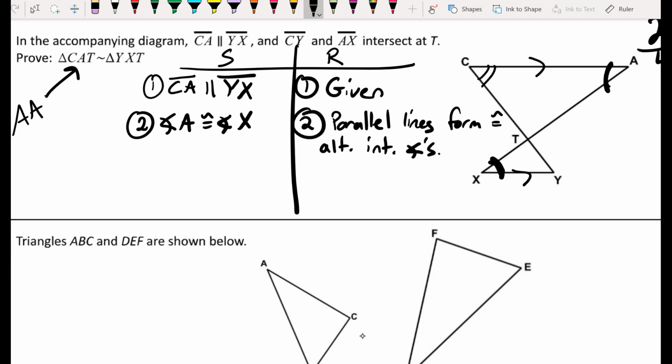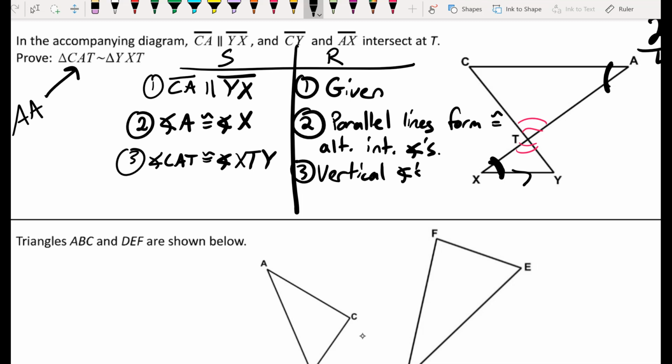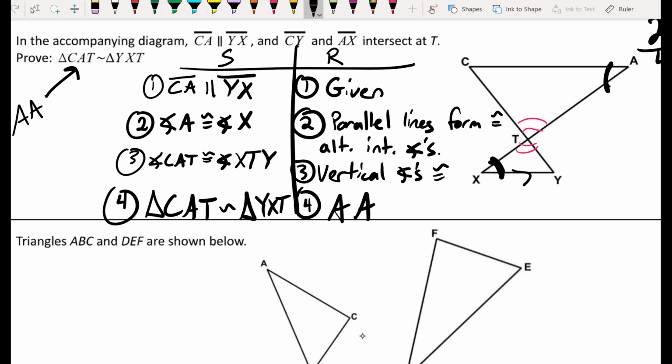You might also notice that angle C and angle Y are another pair of congruent alternate interior angles if I look along the other transversal. You can do that if you see that, or if you want, you could also notice that those are congruent vertical angles there. So I could mention that the angle on top, angle CAT, is congruent to the angle on the bottom, angle XTY, because vertical angles are congruent. You don't have to do this. You could also use the other pair of alternate interior angles and just lump that below step 2 there. Now I've proved I have two pairs of congruent corresponding angles. That's enough to say triangle CAT is similar to triangle YXT by angle-angle.